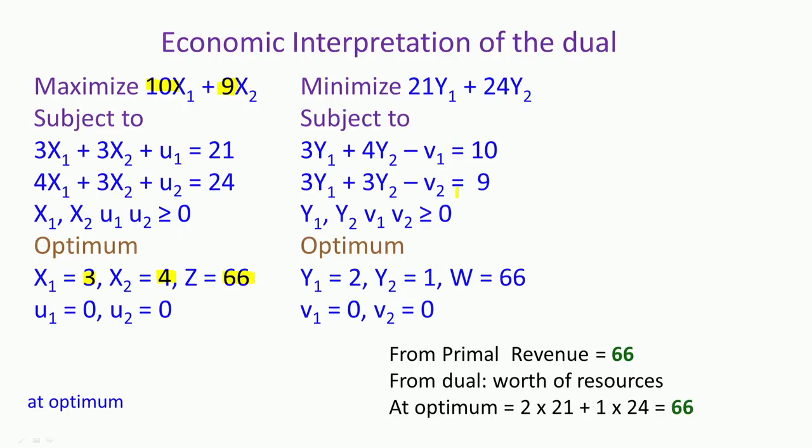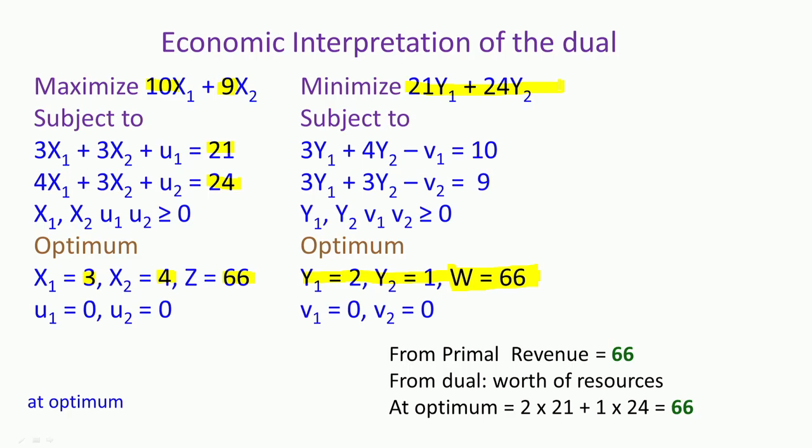The dual says y1 is equal to 2, y2 equal to 1 with w equal to 66. Now, this w equal to 66 comes from 2 into 21, 42 plus 24 is 66 is one way of looking at it. The other way is 2 into this 21 plus 1 into 24 is 66. The right hand side of the primal is the objective function of the dual.